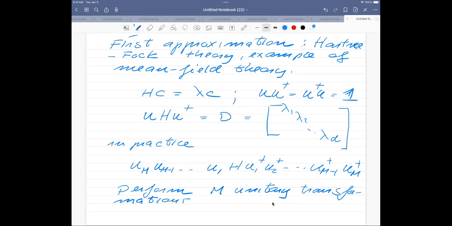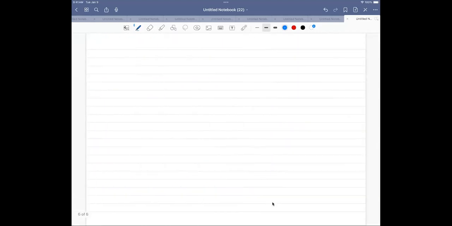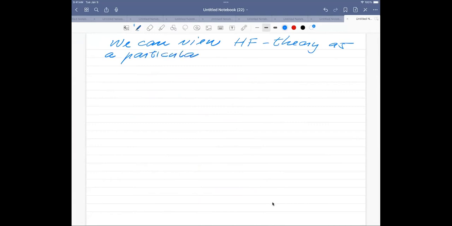The eigenvalues are conserved, but the eigenvectors change. So that's the thing we have to keep in mind. I guess this is something you have seen before, right? So Hartree-Fock theory is going to be a particular unitary transformation. So we're going to show then, or we can view Hartree-Fock theory as a particular unitary transformation.